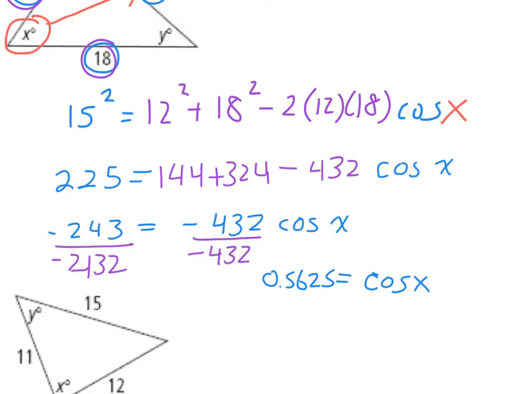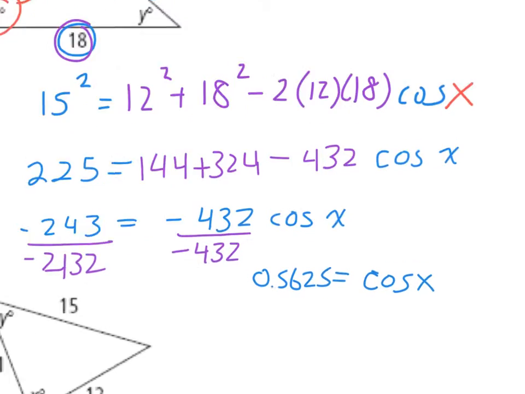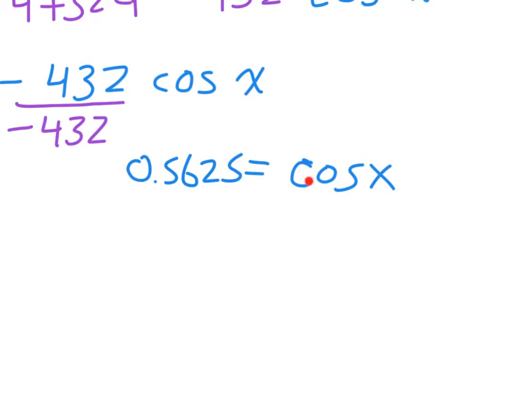And then we get 0.5625 equals the cosine of x. We know we're on the right track because generally speaking, the ratio of cosine will be less than 1. Now what I need to do is inverse cosine on both sides. So I just punch that into my calculator.